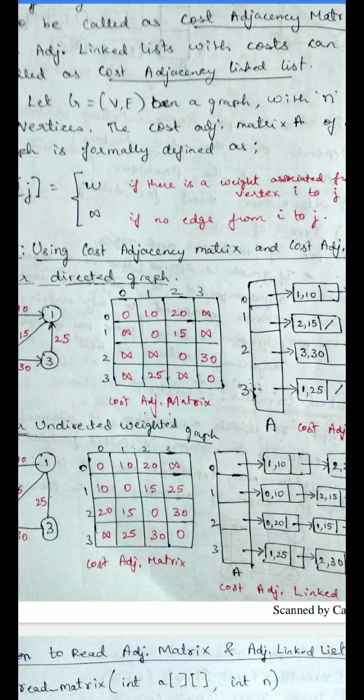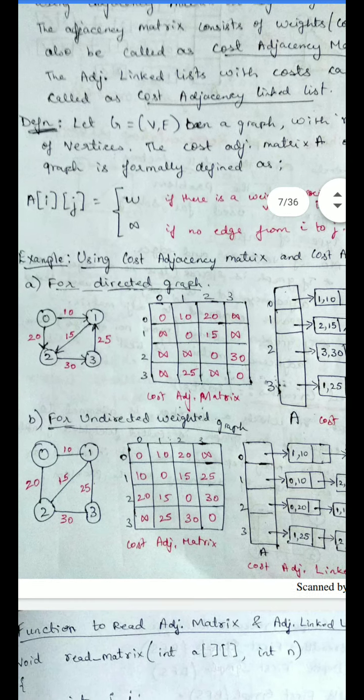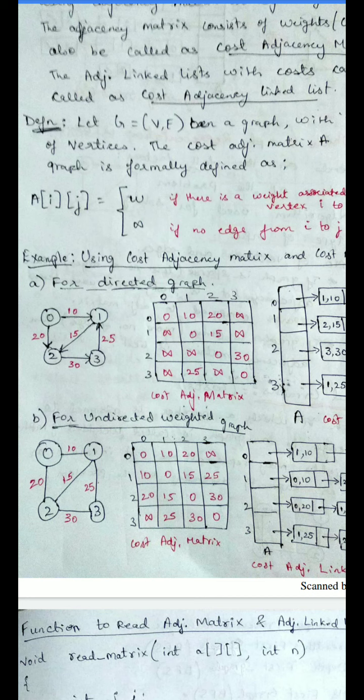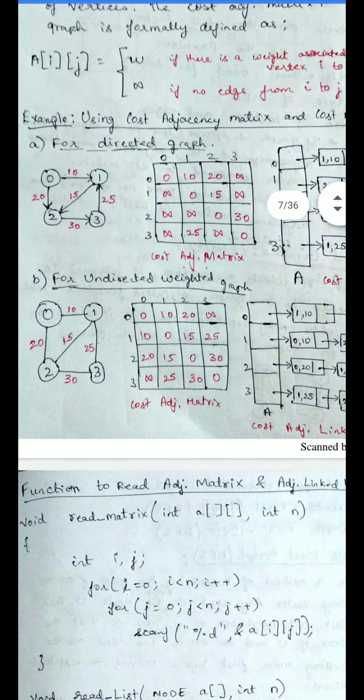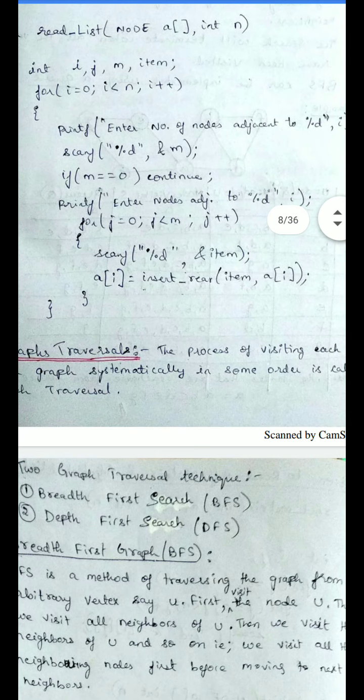So, clear with the weighted graphs: you assign weights for the edges, and that value you can represent in the form of a matrix. If it is a weighted directed graph, you assign a value in one direction. If it is an undirected graph, you assign the value at both vertices. Okay, next we'll see traversals.